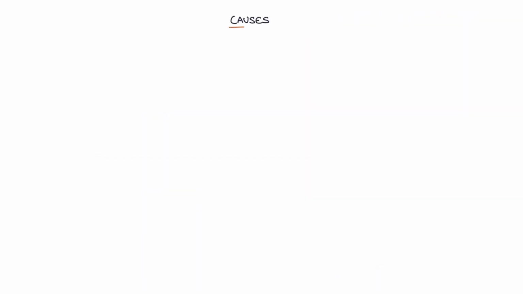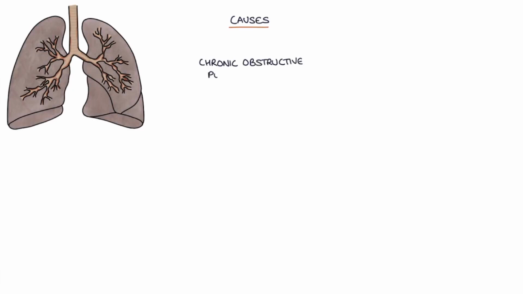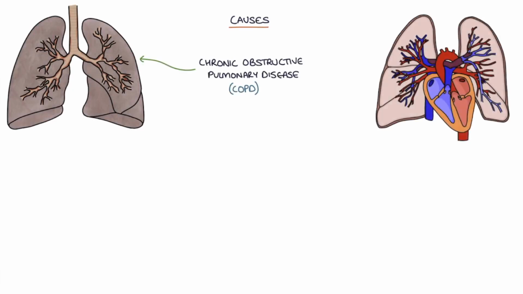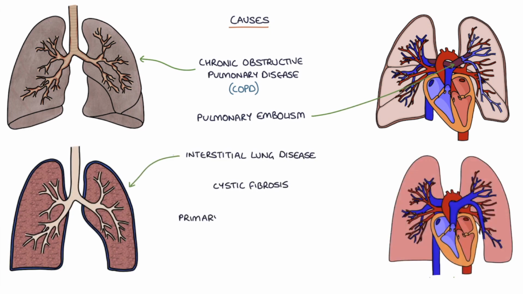So what causes cor pulmonale? Well, the most common cause is chronic obstructive pulmonary disease, or COPD. Other causes are pulmonary embolism, interstitial lung disease, cystic fibrosis, and primary pulmonary hypertension.